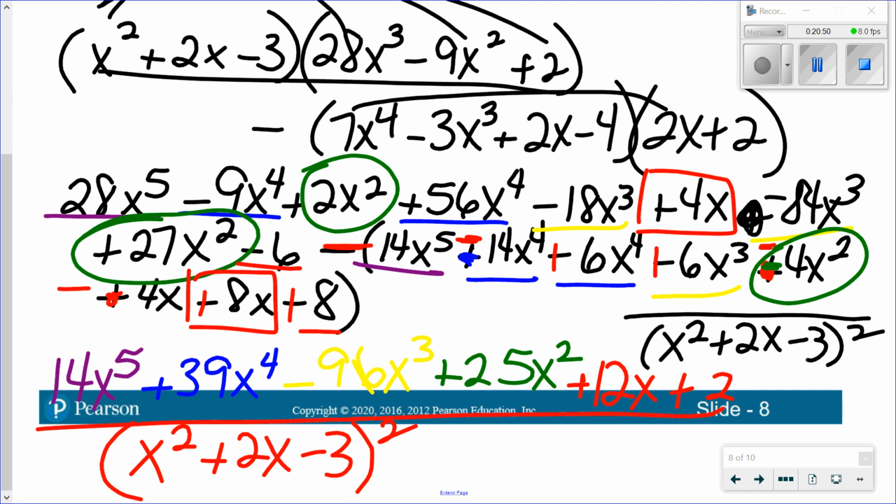This is a lot easier if you have colored pens, if you draw shapes around them, if you have colored highlighters, something so that you can highlight the ones that you've used so you know that you have used them. Oh, and it looks like I forgot one. I have a minus 4x there.